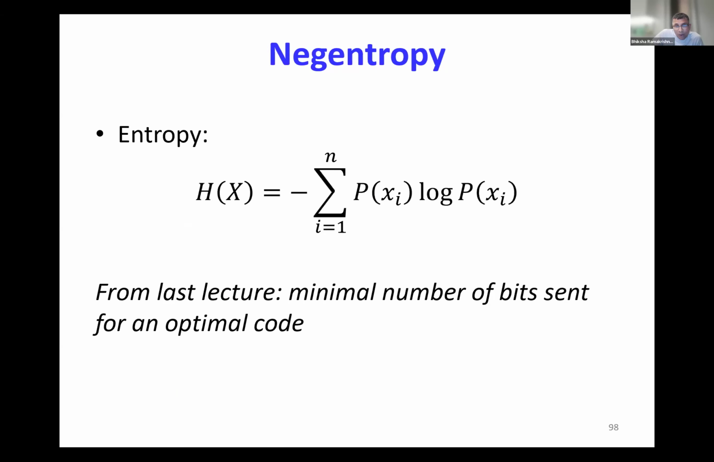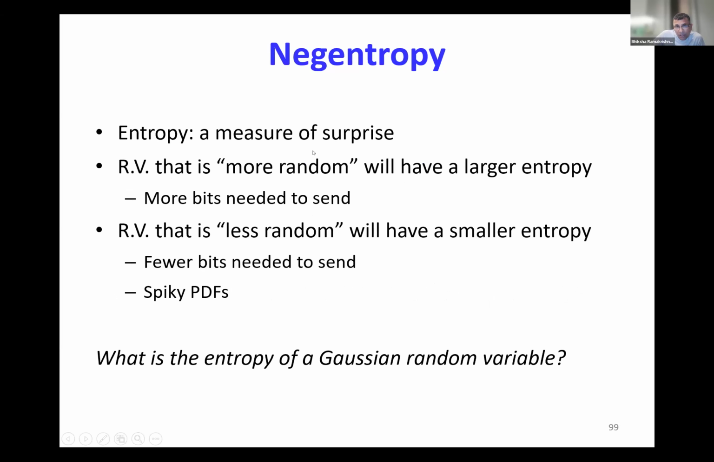So instead, we are going to look at something called negentropy. Now, we all know what entropy is. This is the entropy. It's the minimal number of bits sent for an optimal code. It's a measure of surprise.